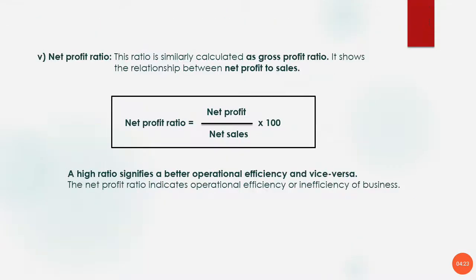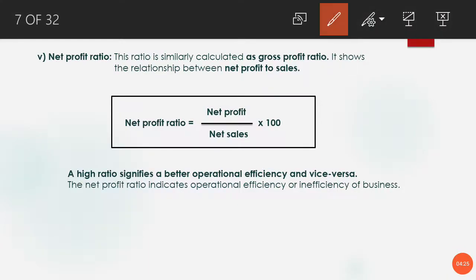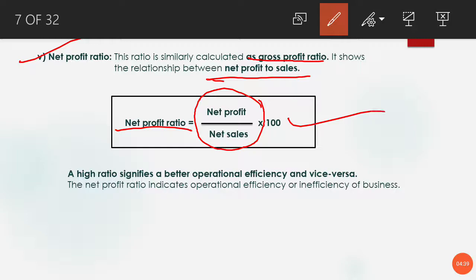5. Net profit ratio. This ratio is similarly calculated as gross profit ratio. It shows the relationship between net profit and sales. Net profit ratio is equal to net profit divided by net sales into 100. A high ratio signifies better operational efficiency and vice versa. The net profit ratio indicates operational efficiency or inefficiency of business.